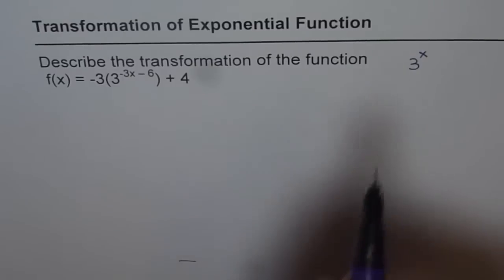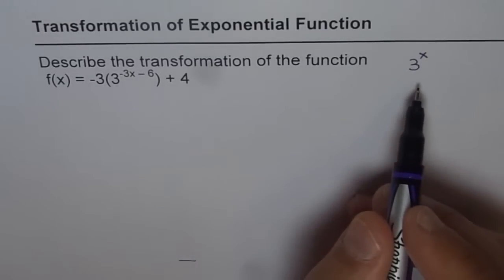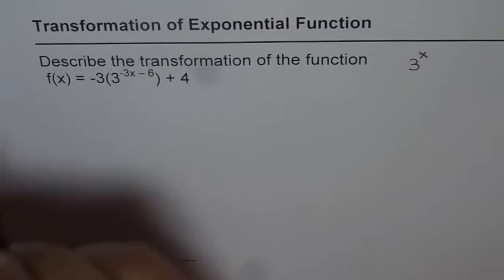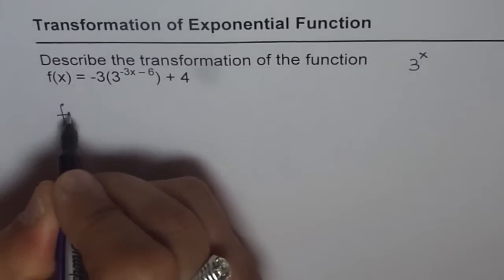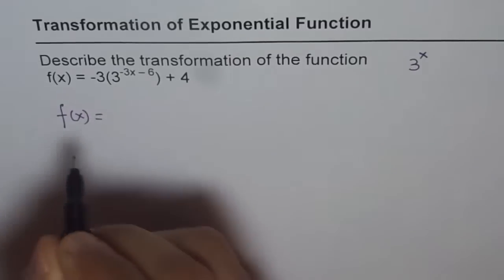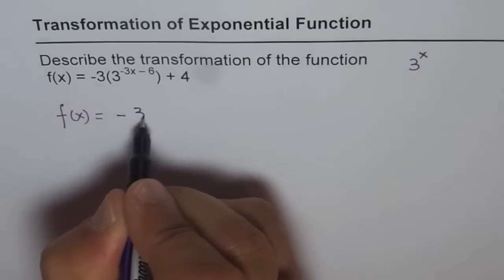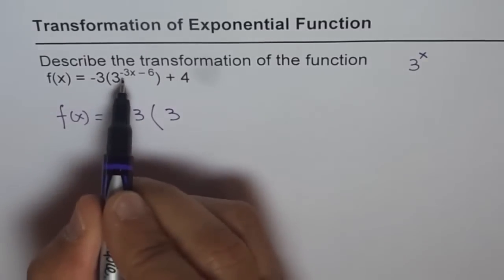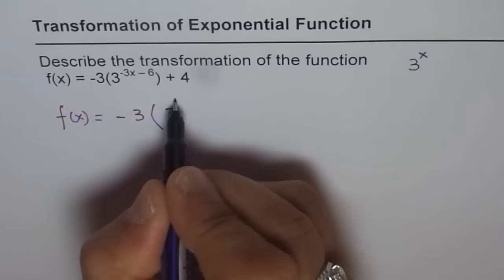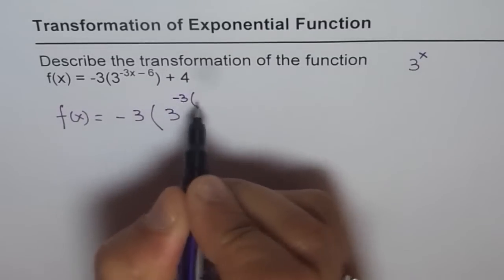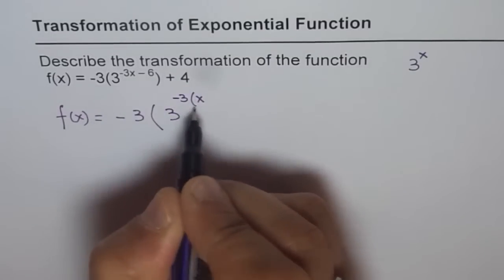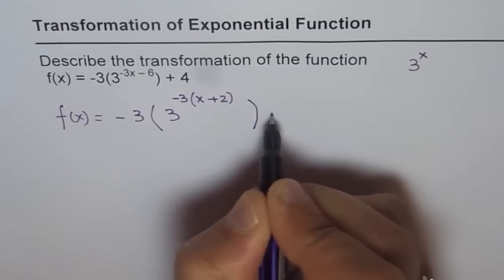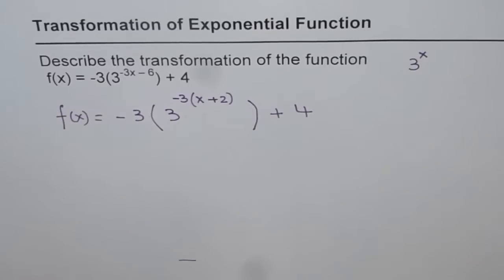Before we start writing the transformations, it's a good idea to write this function in a proper way. We can write this function as f of x equals minus 3, and within brackets 3 to the power of, it's a good idea to factor out minus 3. We get minus 3 times x, and minus 6 divided by minus 3 is plus 2, plus 4. So that becomes our function.